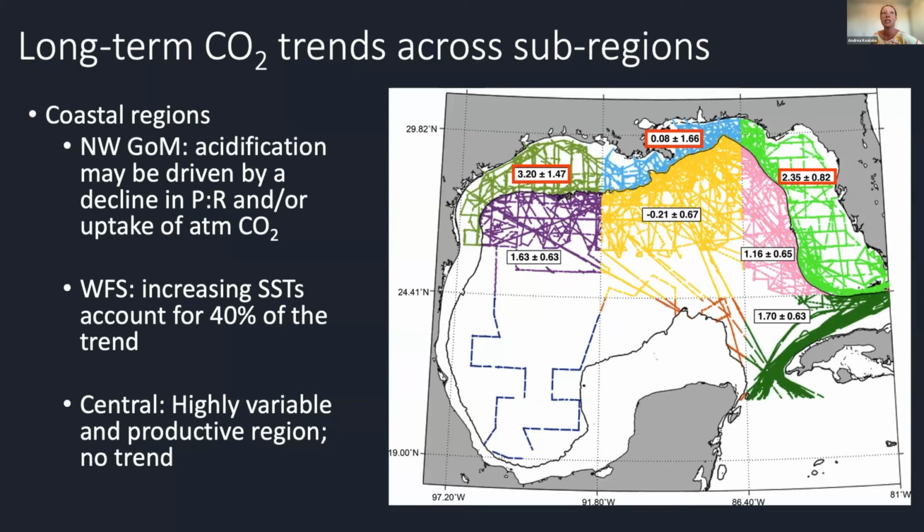And again, this region is really influenced by the Mississippi and Atchafalaya rivers. And so it's just highly variable in a very productive region. It's also possible that increasing photosynthesis driven by nutrient loading is masking the acidification trend, or that the time series is just not long enough for the ocean acidification signal to emerge.